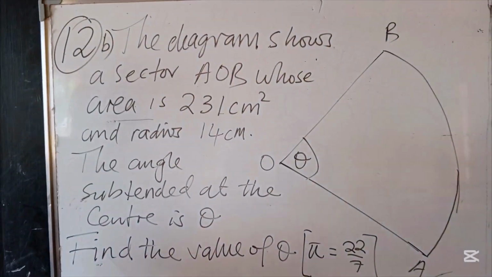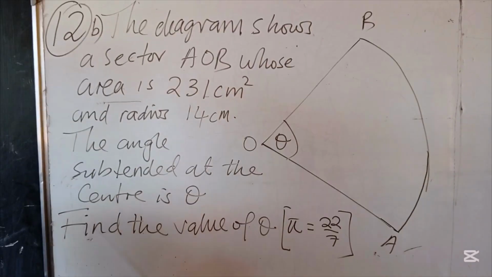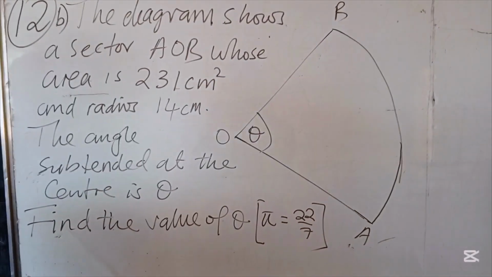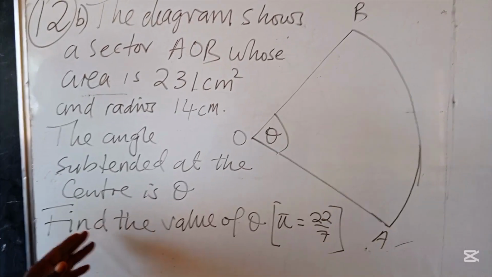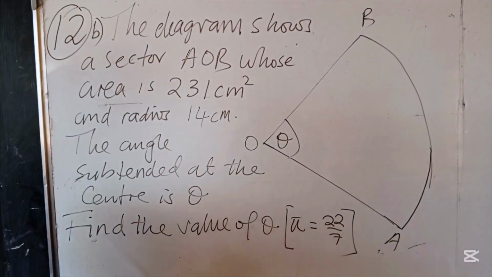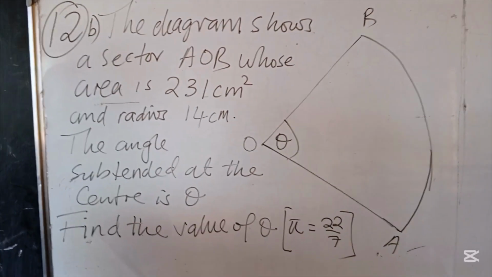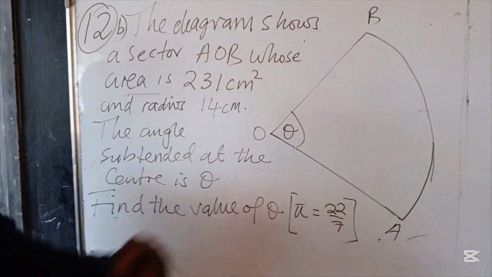We are looking at mensuration in paper 1. This is a sector. It's just like a part of the circle. It's not the complete circle. Here we are given pi to be 22/7. They are asking us to find theta.